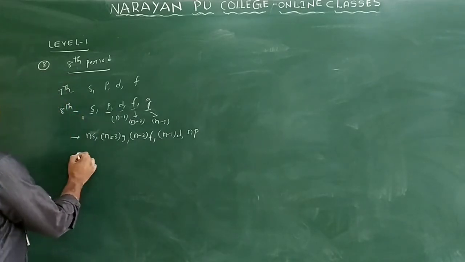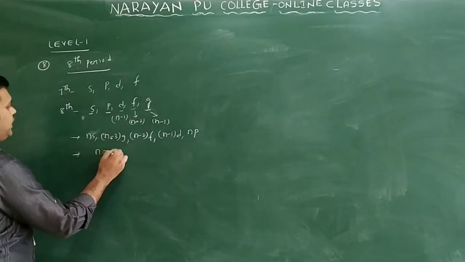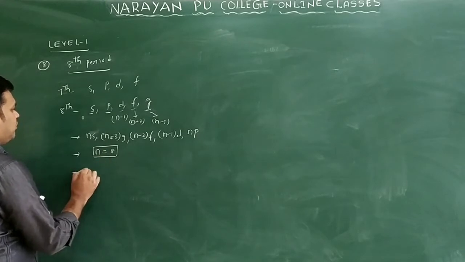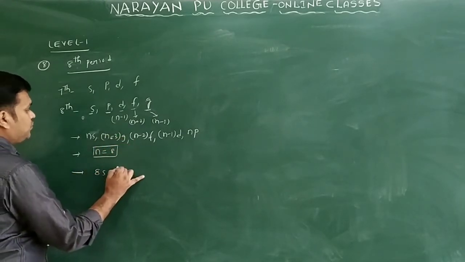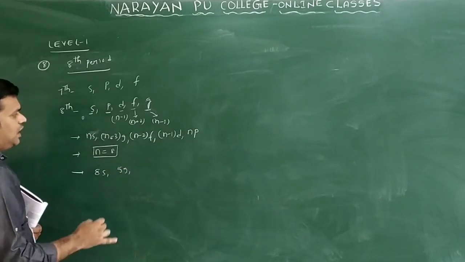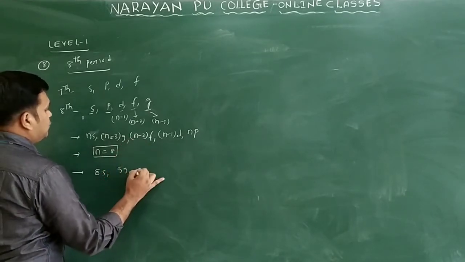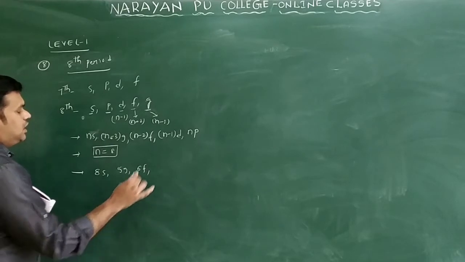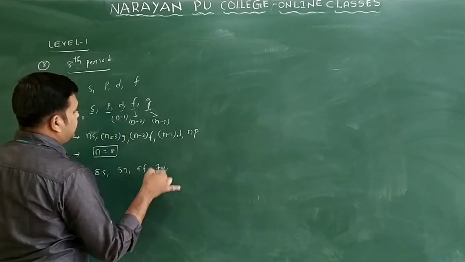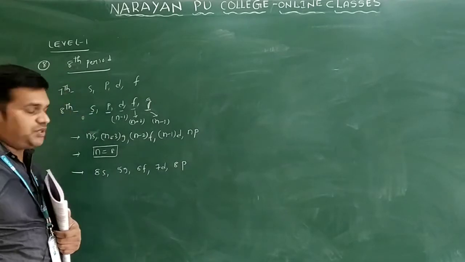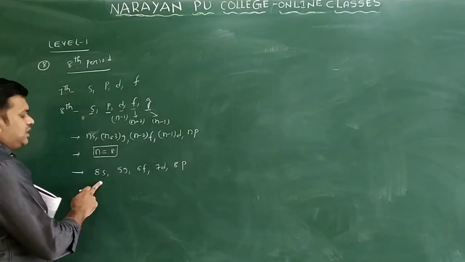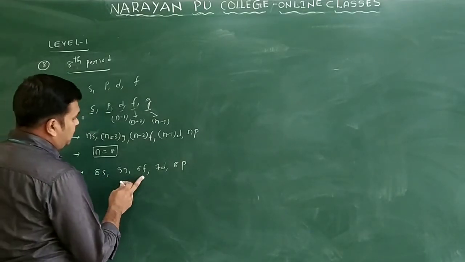So what is the n value here? The n value is equal to 8. If n is equal to 8, how can you write? Can I write here 8s? Yes. 8 minus 3, how much? 5. I will get 5g. And here 8 minus 2, what you will get? 6f. Here 8 minus 1, I will get 7d. Then here I will get 8p.